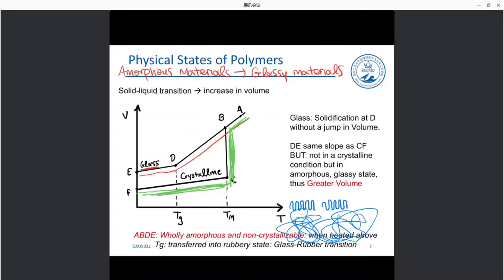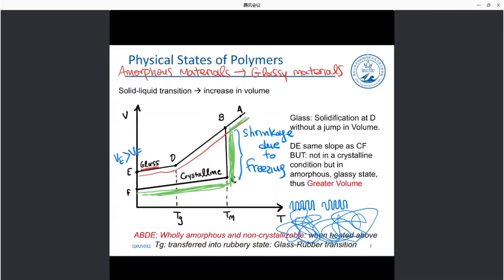And that is why in this case, VE here is higher than VF. So a crystalline material shows lower volume than an amorphous material. And obviously, you've seen it. If you freeze a material that's crystalline, it shrinks. Okay, so here we can say that we have shrinkage due to freezing.